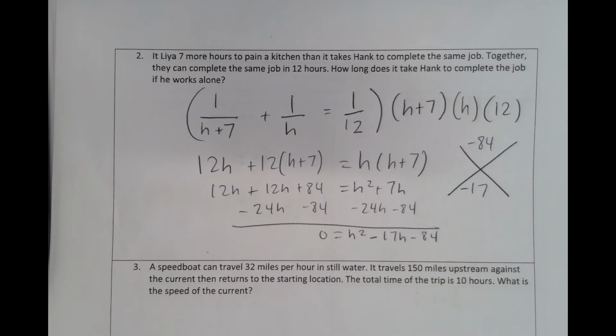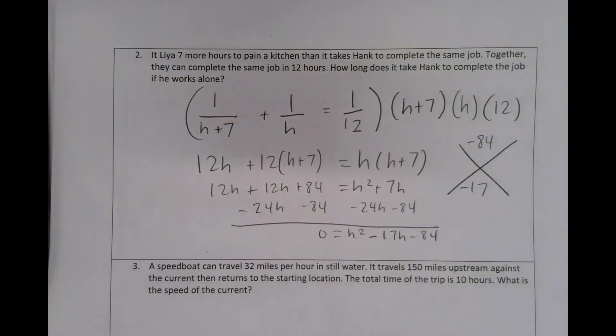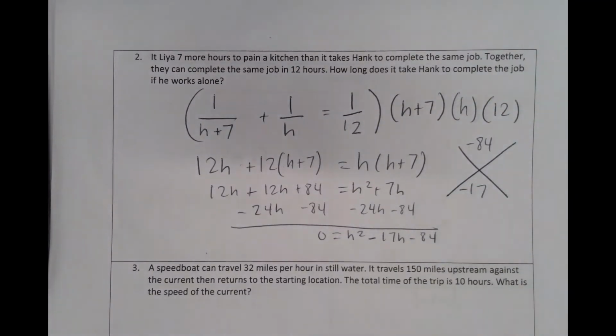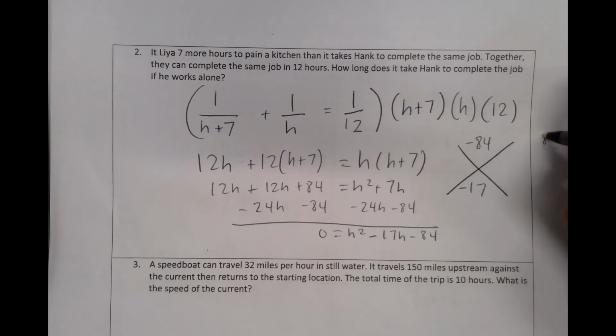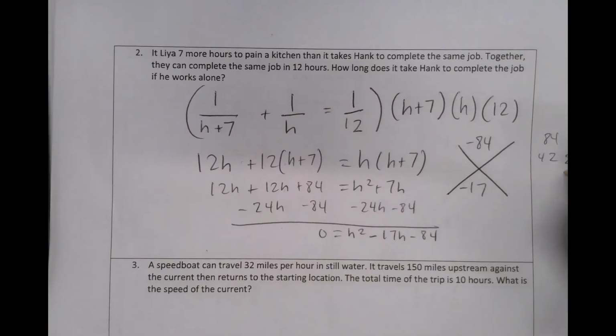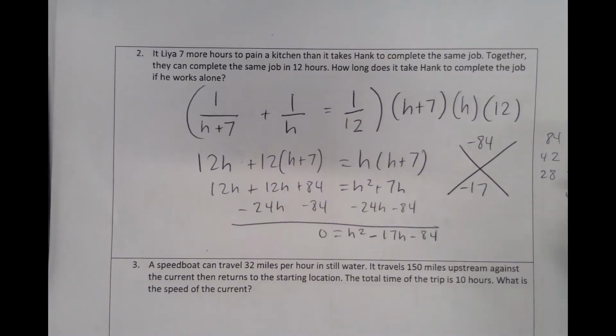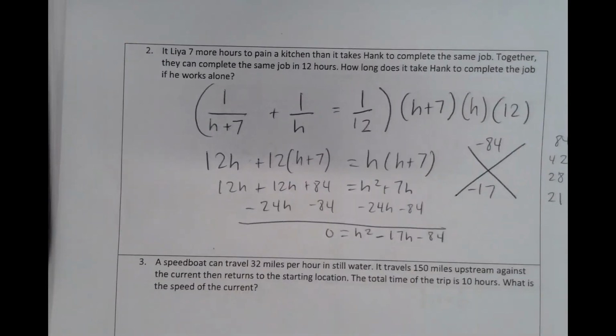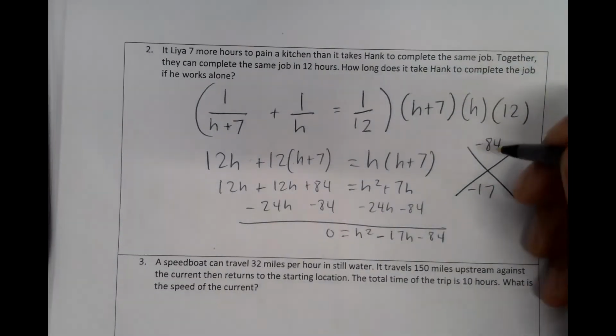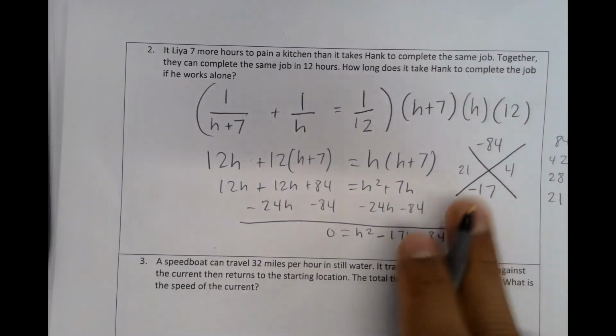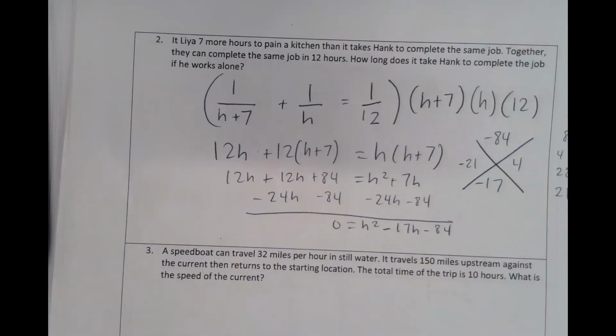A big clue here is that one number is positive, one number is negative. The bigger number is negative, the smaller one is positive. So we can think about things like, 84 and 1 are too far away. We can do 2 and 42. That's too far away. We have 3 and 28. That's still too far away. We have 4 and 21. Let's see here. 21 minus 4 is not 17. And when you multiply it equals 84, we know it's 21 and 4. And we know the negative one is bigger, so it's negative 21 and positive 4.